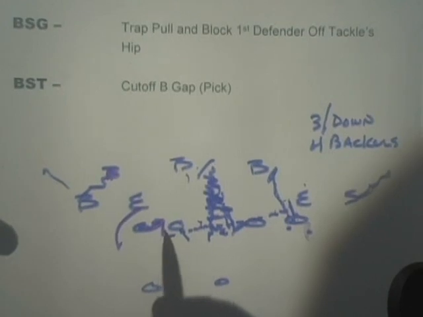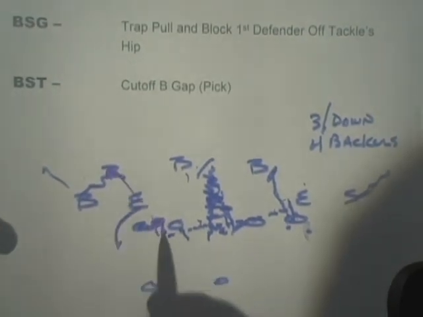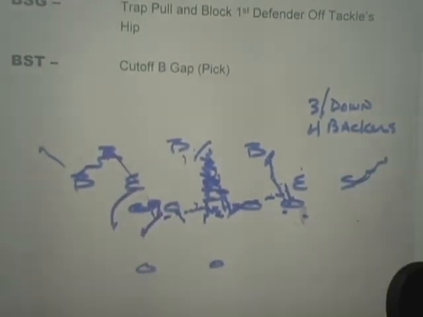He steps here. There's no threat, no backer coming, nothing coming there. Then he can pick back out and he can help and get a piece of that. That's B-gap pick.